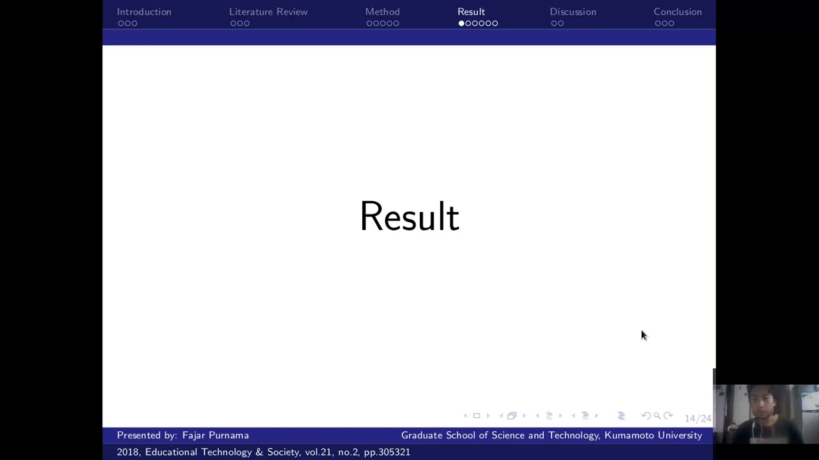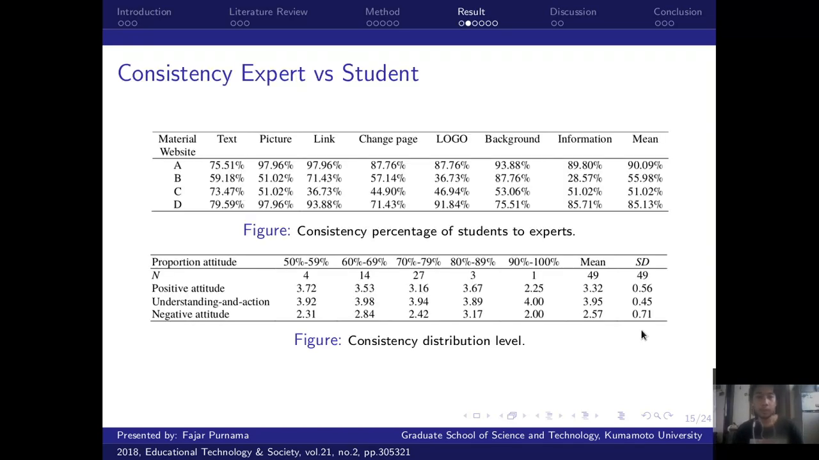Now let's move to the result of this journal paper. The first result is about the consistency between the expert versus the students. So for example, on website A and the text of website A, there is a 75% consistency of the assessment result between the student and the expert. So 75% of the students gave the same assessment result as the expert, while the other 25% gave a different result from the expert. This first table is the data of their result, which I'm not going to point out one by one due to the time constraint.